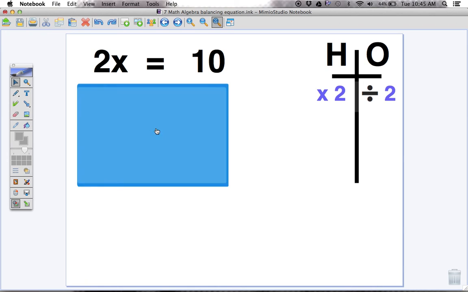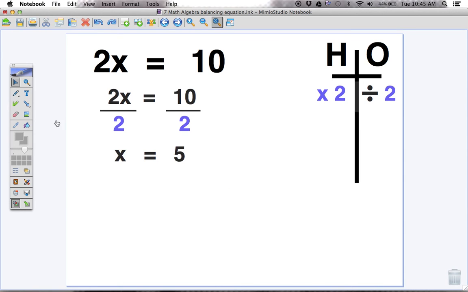But I have to do it to both sides because it's a balanced equation. So the canceling out looks a little bit different here. I'm going to multiply x by 2, but then I'm going to divide by 2. That means that those two operations cancel each other. So I will be left with x. But because it's a balanced equation, I had to introduce that divide by 2. I still have to divide the right-hand side by 2, and I get 5.